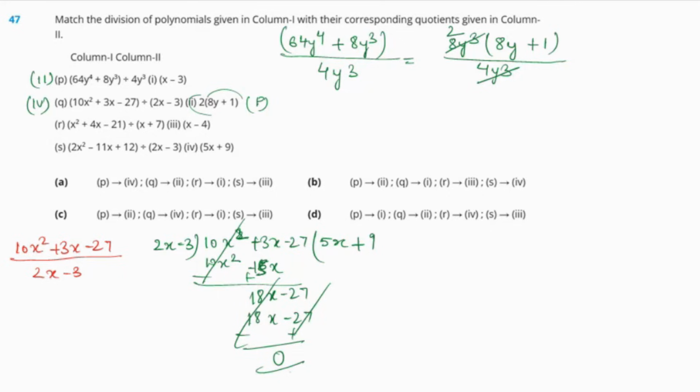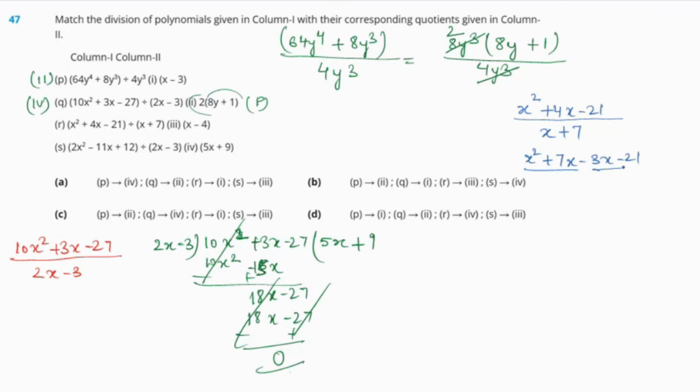Okay, now let's go with the next one. The next one we have is x square plus 4x minus 21. We need to divide by x plus 7. So we need to factorize 21 in such a way that when we subtract, we can get 4. So 7 3s are 21 and 7 minus 3 is equal to 4.